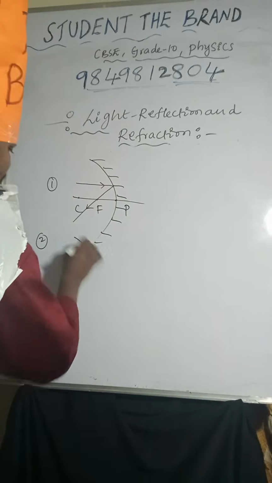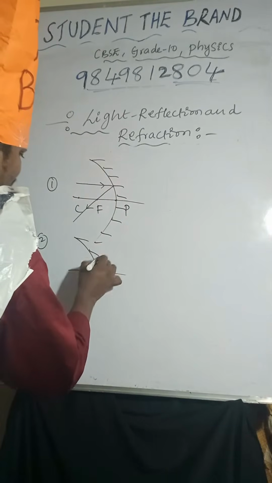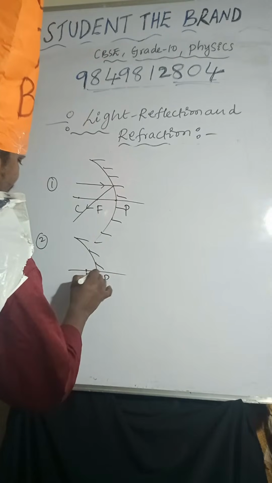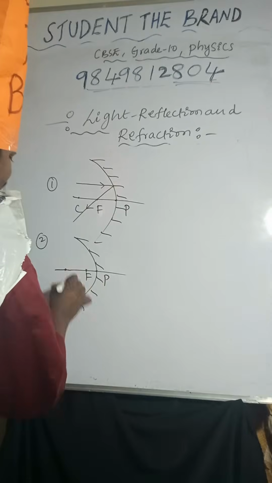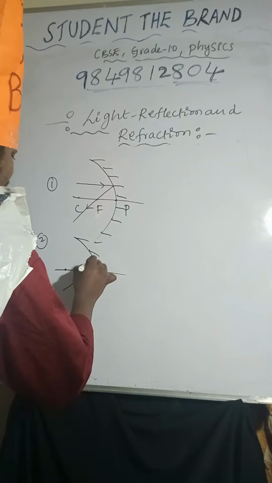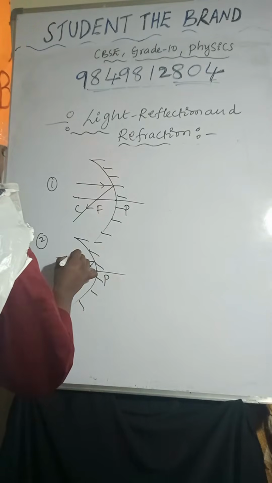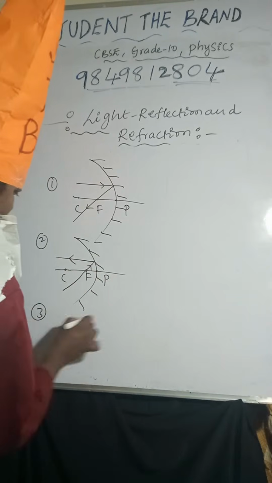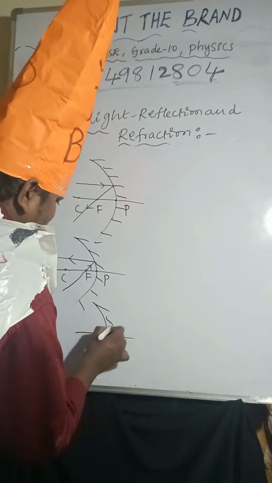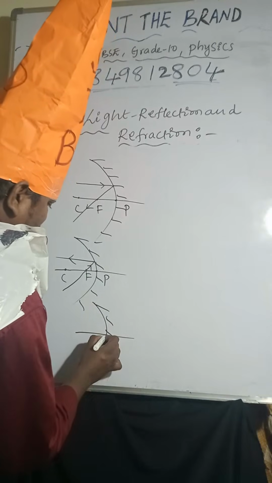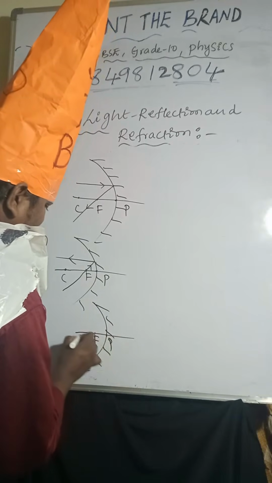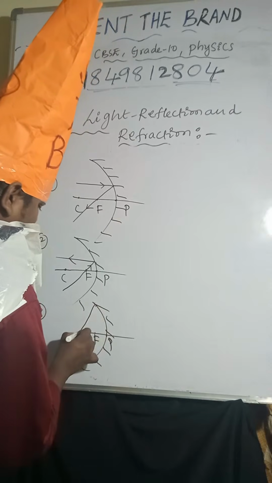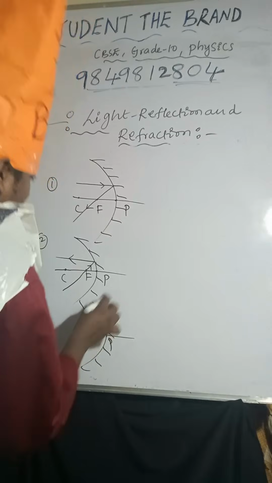Coming to the second point. So here I am taking like this: pole, focus, and center of curvature. So light ray is passing through focus. After reflection, it moves towards infinity. Coming to third one, light ray is passing through center of curvature. This is the pole, focus, center of curvature. Light ray is passing through center of curvature, so it moves in the same direction.